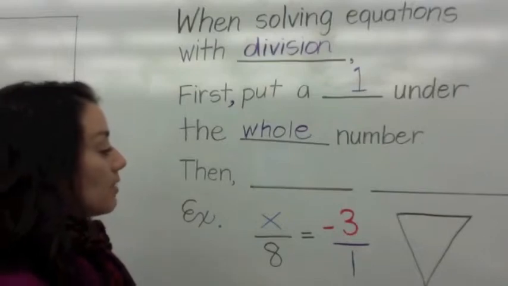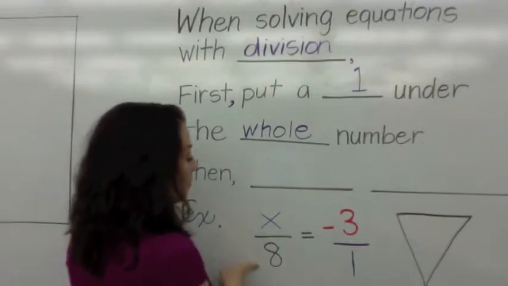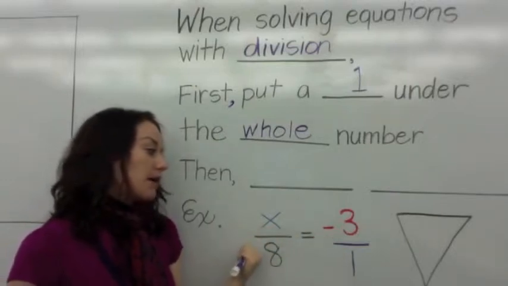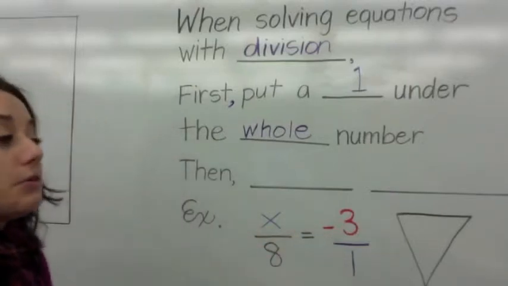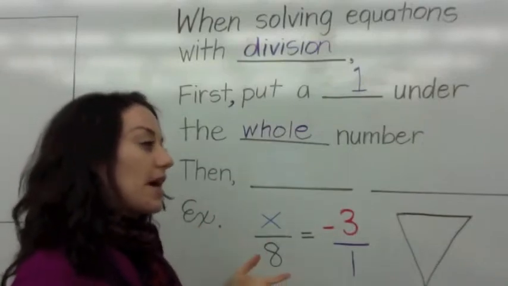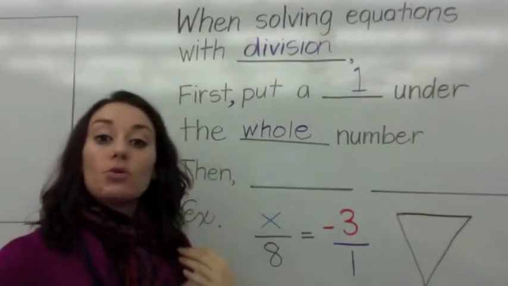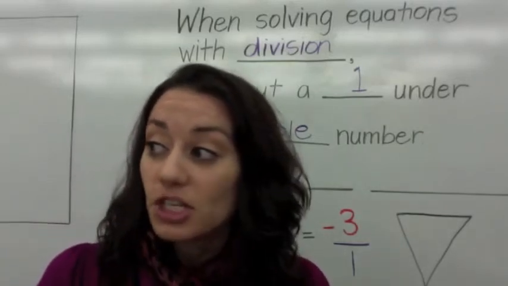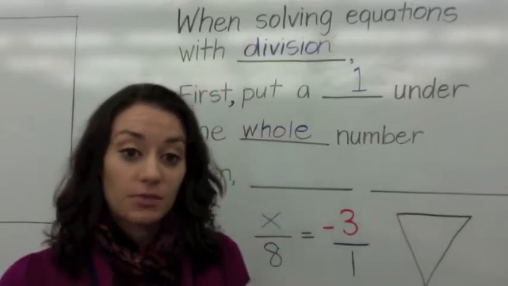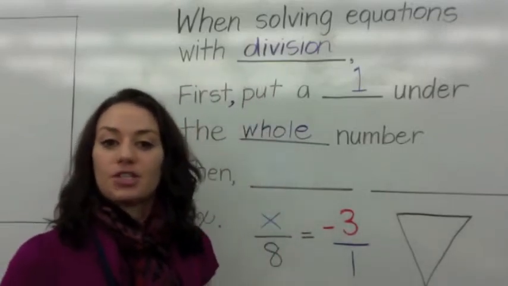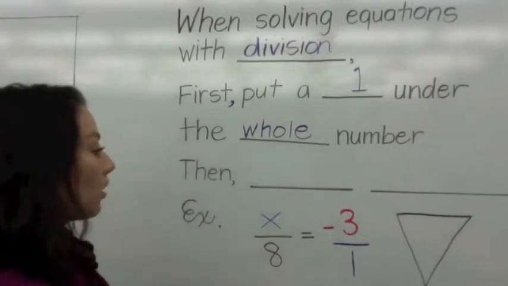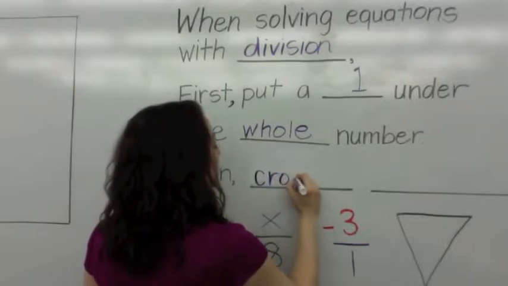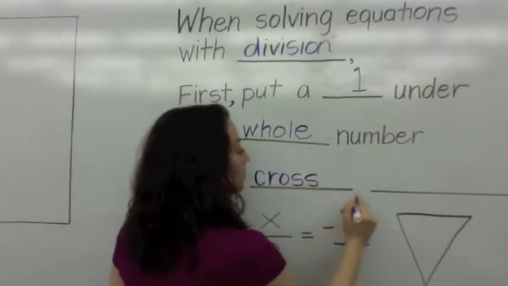Now this is saying what number divided by 8 gives you -3. If you didn't know in your head what that is, you're going to do the opposite of division. What's the opposite of division? The opposite of division is multiplication. So how do you use multiplication to solve this? We call it cross-multiplying. So you're going to cross-multiply.